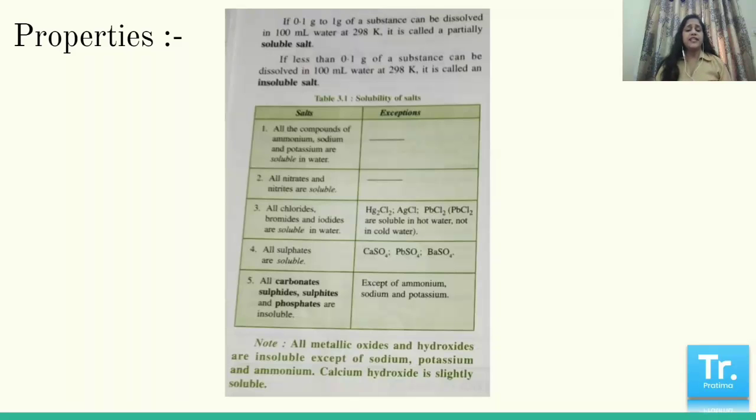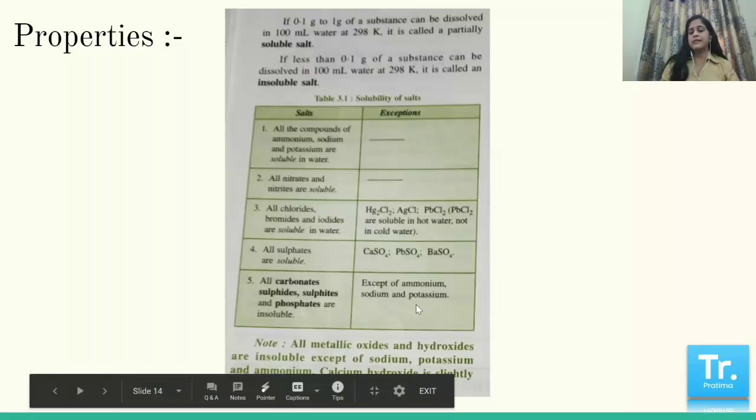All the sulfates are soluble, leaving calcium sulfate, lead sulfate and barium sulfate. Please remember. All the carbonates, sulfides, sulfites and phosphates are insoluble. But as I said, any salt of sodium, potassium and ammonium will be soluble. So this is the exception.